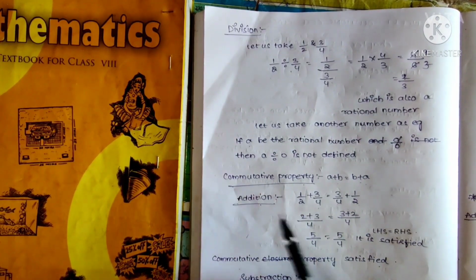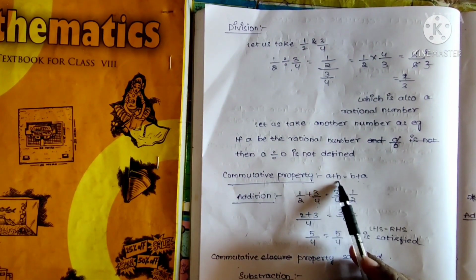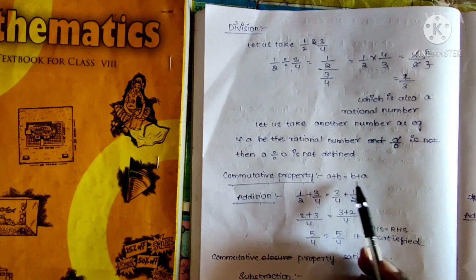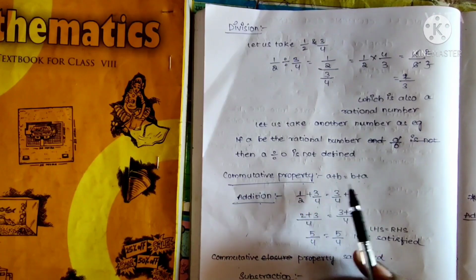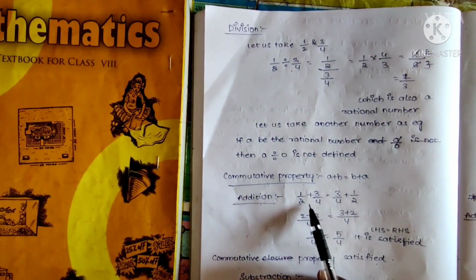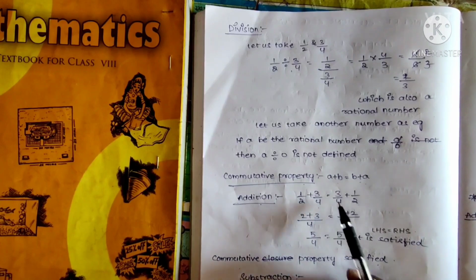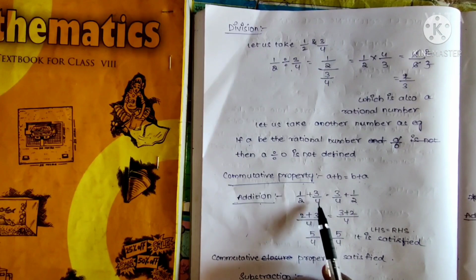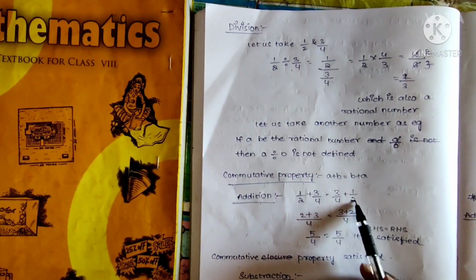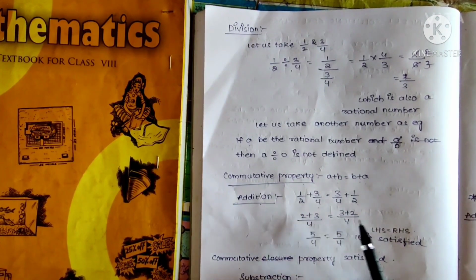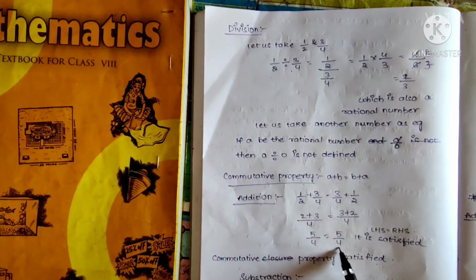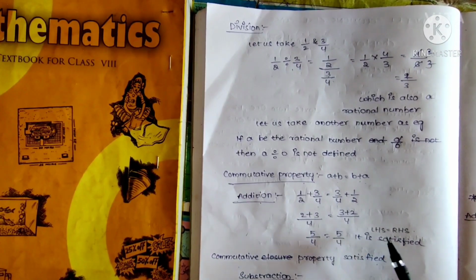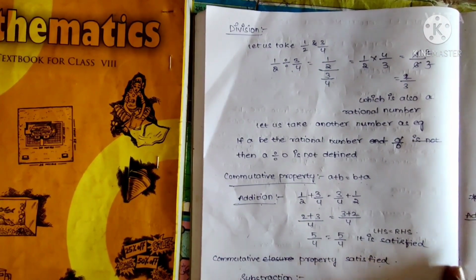Now let us see the commutative property. The commutative property under addition is a plus b equals b plus a. We have to satisfy this, that a plus b and b plus a are equal. Let us see 1 by 2 plus 3 by 4 equals 3 by 4 plus 1 by 2. Here we should take the LCM of 2 and 4, and here for 4 and 2. By solving this, 5 by 4 equals 5 by 4, that is LHS equals RHS, and the commutative property under addition is satisfied.